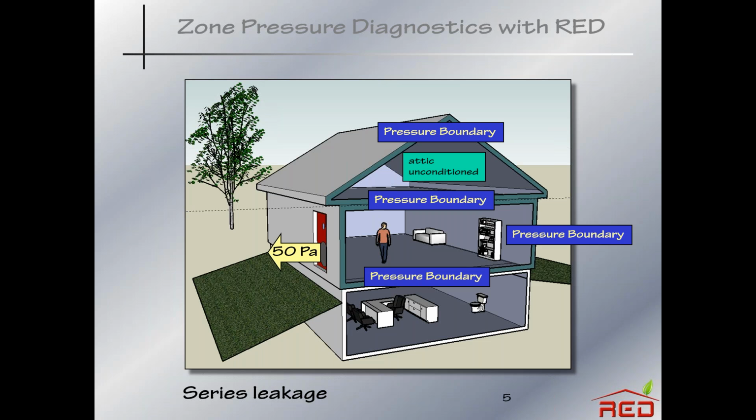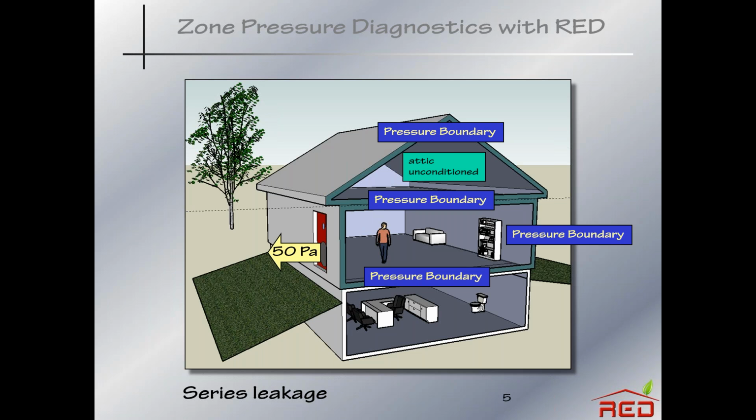The attic is unconditioned. The most common zone pressure diagnostics test that's done is from the house where this guy is standing to the attic. Now, this is generally modifiable zone analysis because there's an attic hatch here. We can do a test with the attic hatch closed, and then we modify things. We open the attic hatch and do another test.